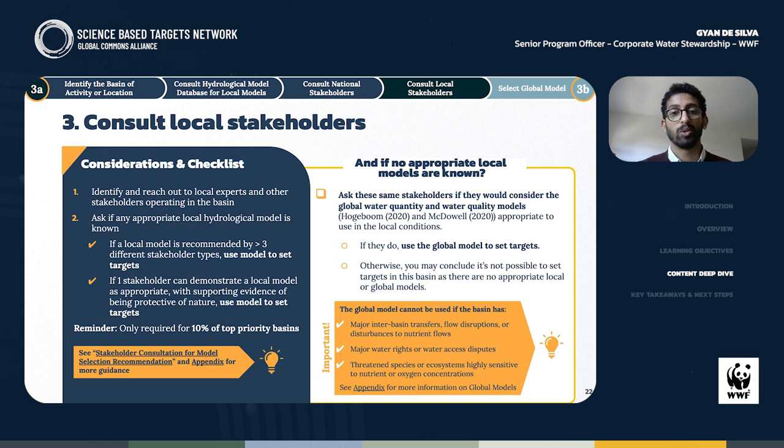If no appropriate local models are used, we continue the consultation by asking these same stakeholders if they would consider the global water quantity and quality models to be appropriate to use in the local conditions. Note there are a few cases where a global model cannot be used and which are outlined in the orange box in the bottom right here. If these stakeholders consider the global model appropriate for the local conditions, we can use the global model to set targets. Otherwise, a company may conclude that it's not possible to set science-based targets in this basin as there are no appropriate local or global models to set targets with.